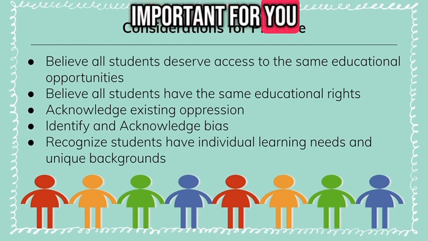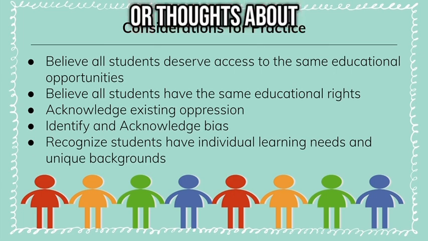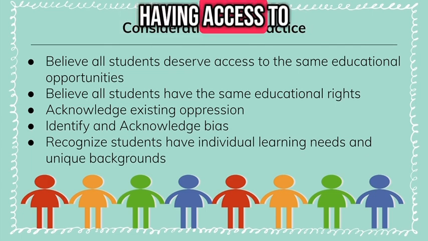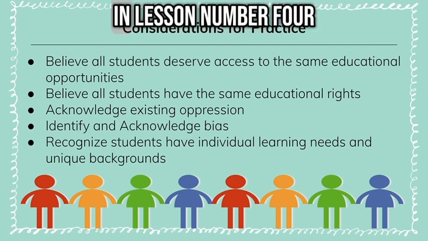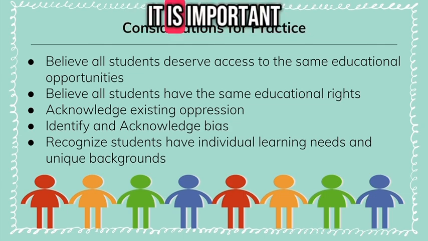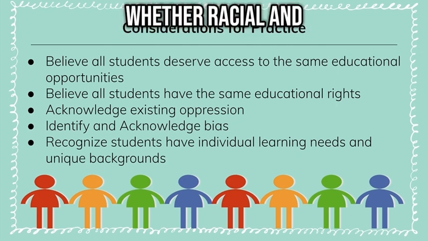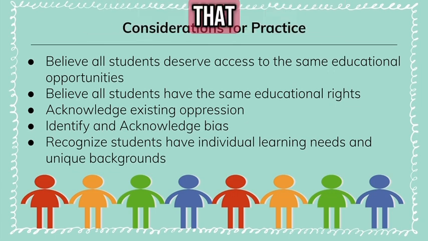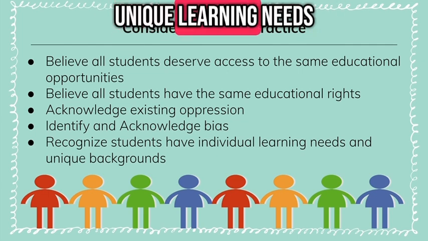Educators should consider that oppression might be impacting the experiences of the students in a negative capacity. It is important for you as an educator to first identify any biases, or those attitudes or thoughts about a group or individual, that might be preventing your students from having access to the same opportunities. The process needed to address bias will be discussed in lesson number 4. While we will go over how to address bias later, it is important for educators to have an awareness that bias can impact whether racial and or social justice is upheld in the classroom. Educators should recognize that each of their students will be entering the learning environment with their own unique learning needs.